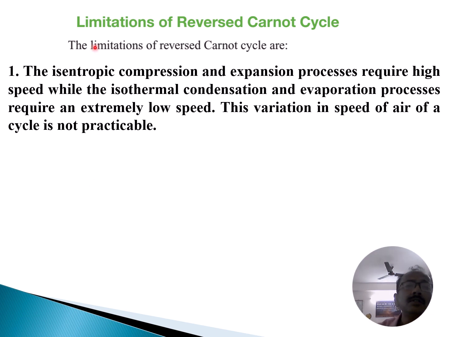Now the limitations of the reverse Carnot cycle. Number one, the isentropic compression and expansion processes require high speed, while the isothermal condensation and evaporation processes require an extremely low speed. This is the first limitation. This variation in speed within a cycle is not practicable.